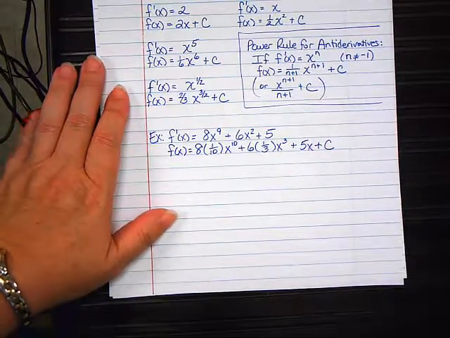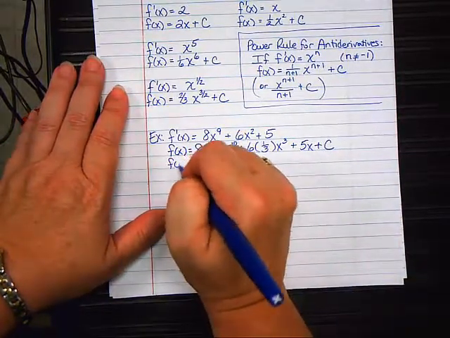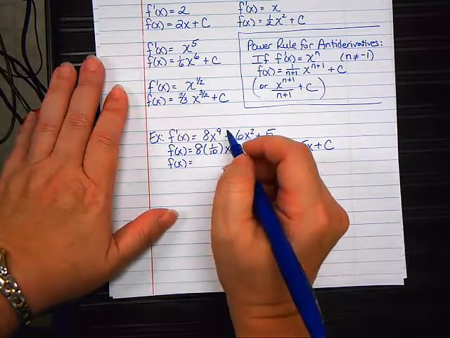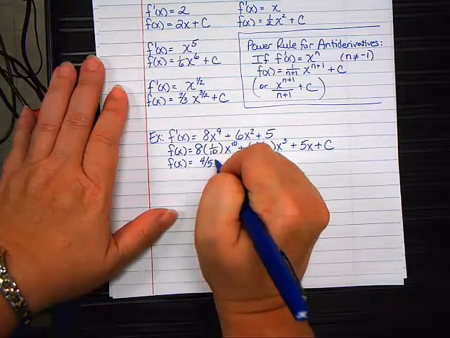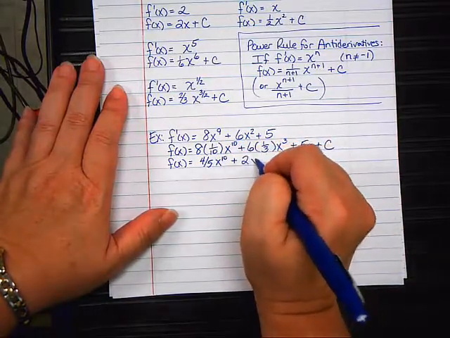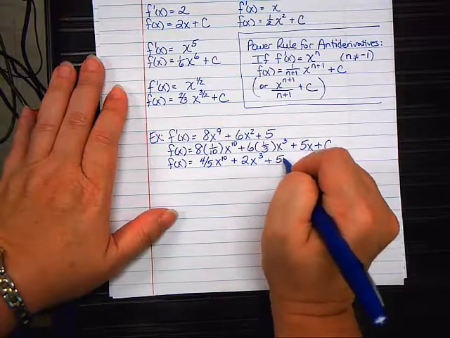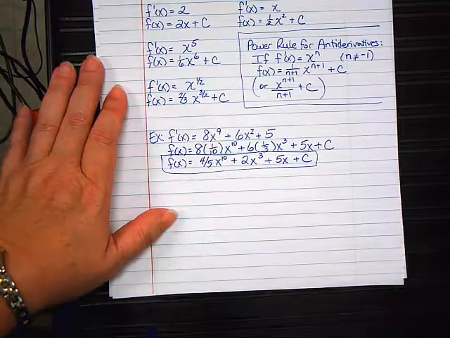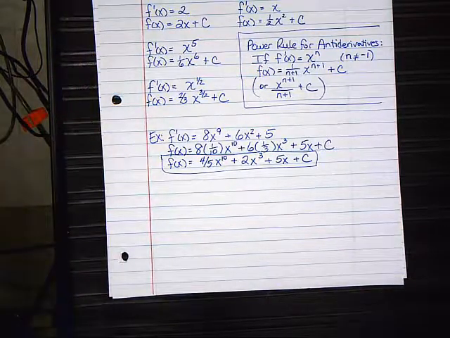Now let's clean this up. So the original function will be 8 times 1/10. Reduce that. What's that going to be? 4/5 x to the 10th. Plus 6 times a third is 2x cubed. Plus 5x. Plus c. That's the answer. Okay? Questions?